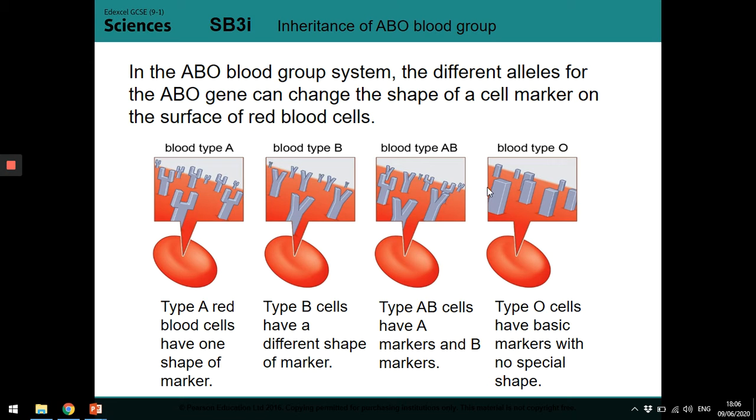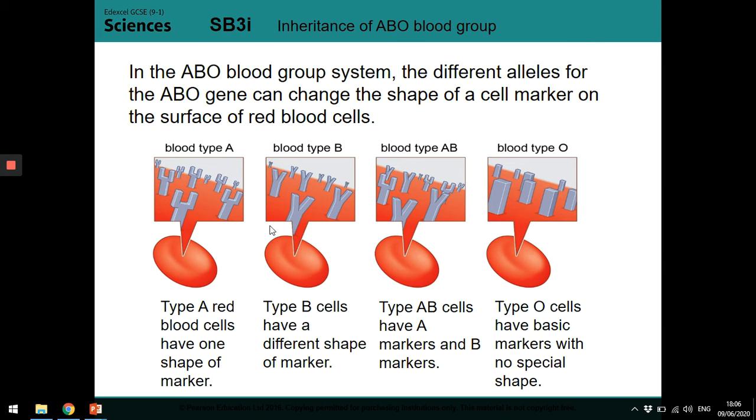And that's great because we use this as a universal donor. We know that people with blood group O can donate their blood, and because it doesn't have any antigens on the outside, the body wouldn't recognise it as foreign, so it can be used to give blood to blood group AB, blood group B, and blood group A.